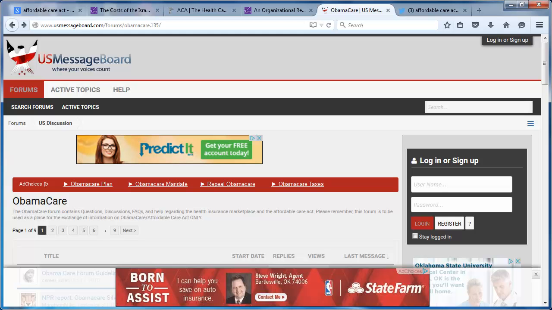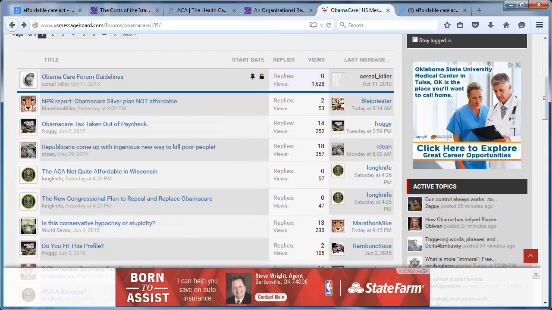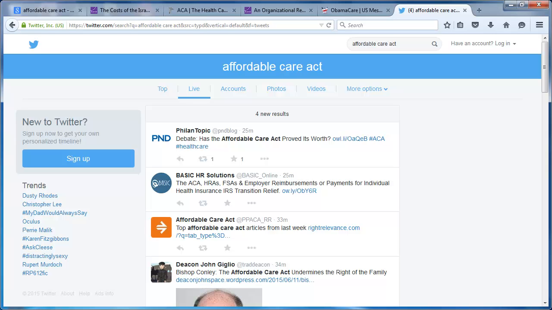Finally, you may run into content that doesn't fit any of the descriptions above. These include online communities like discussion groups, message boards and online forums, and social media, such as Twitter and Facebook.